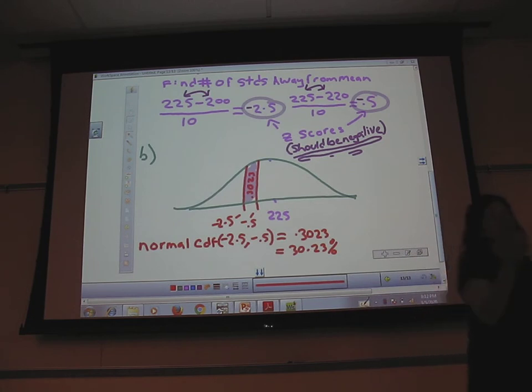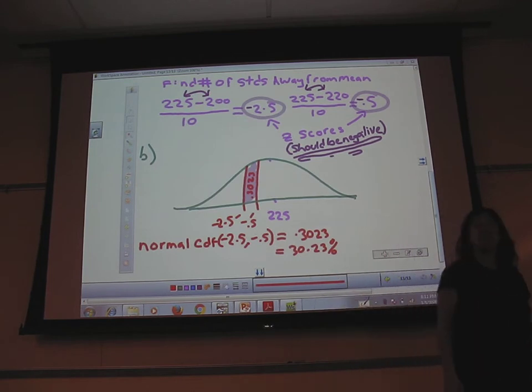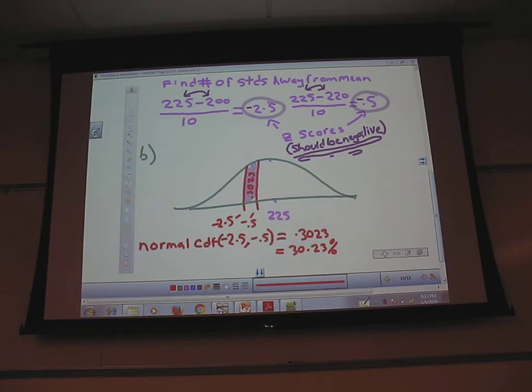So what's another way of saying it? What Sterling said was the probability that you randomly select a candy bar and it has between 200 and 220 calories is 30.23. There is another way you could say it, which is what? What did you put down for C? I said 30.23% of the 1.5 ounce chocolate bars have between 200 and 220 calories.